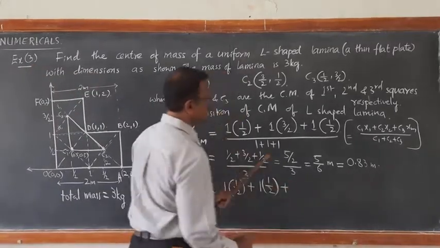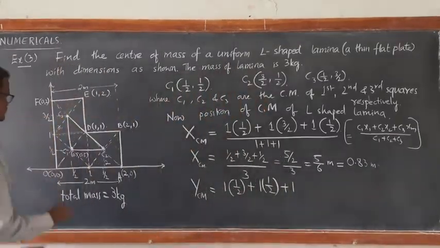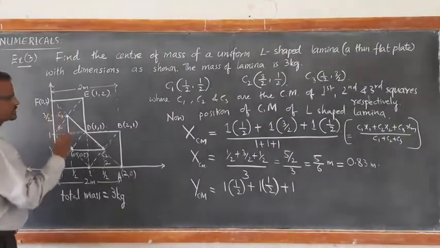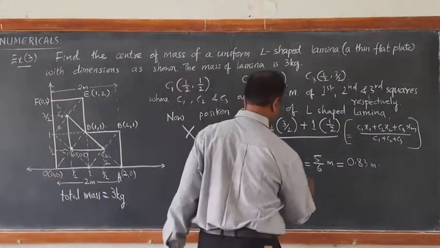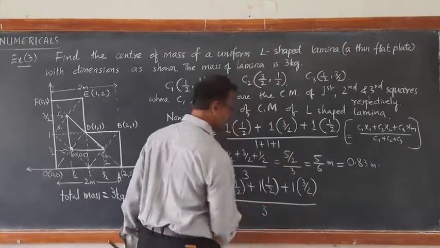Plus 1 into y3. Look at this. y3 is 1 by 2 plus 1, so 3 by 2. So it is 3 by 2. 1 into 3 by 2 whole, divided by 1 plus 1 plus 1, which becomes 3.